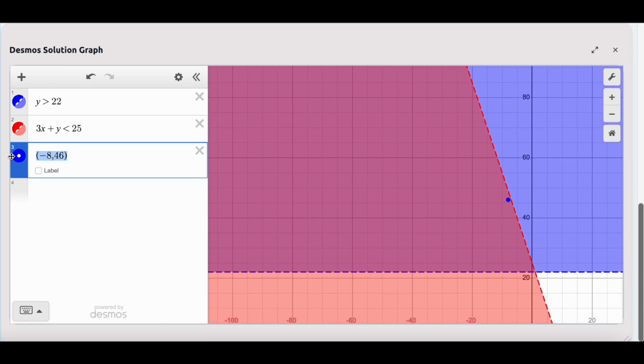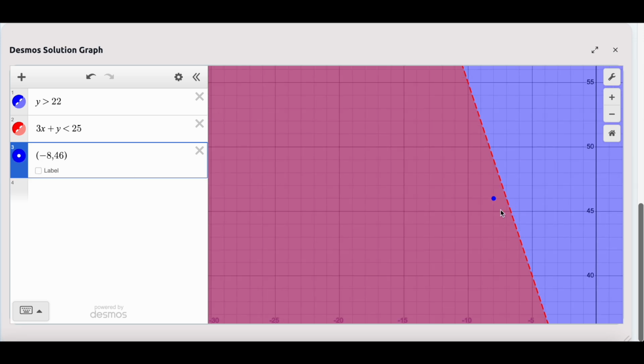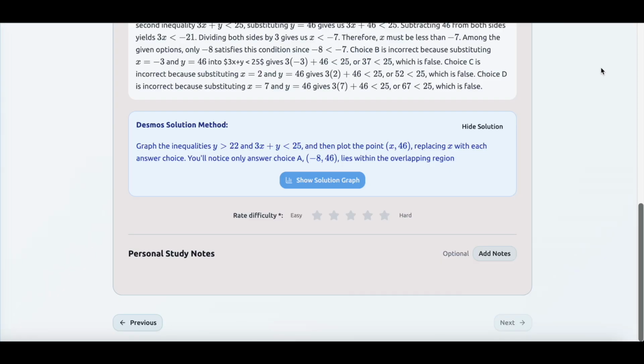So you can see that negative 8 comma 46 does lie within that region. If I went with negative 3 comma 46, it lies only within the region of y is greater than 22, so it only satisfies that one, not the other. Same thing with 2 comma 46, that doesn't work, or 7 comma 46, that doesn't work either. The only one that actually works is negative 8, because that's in that overlapping region.